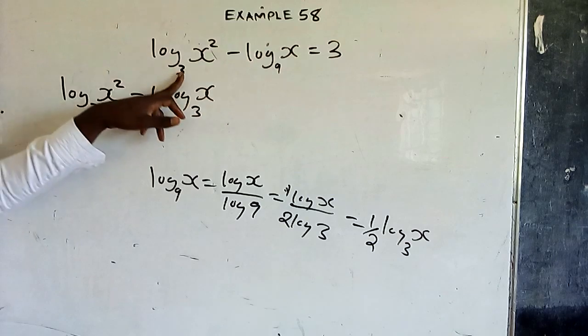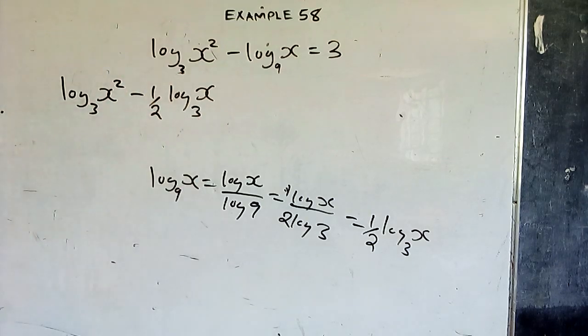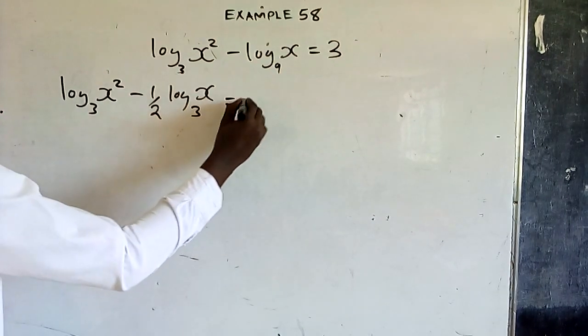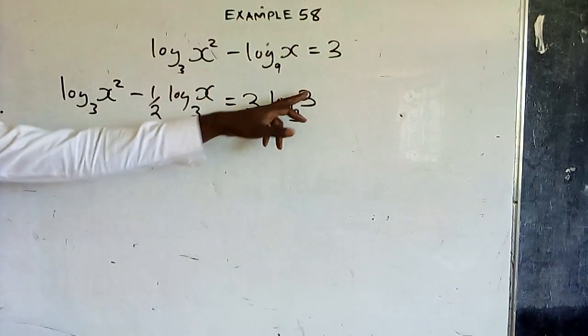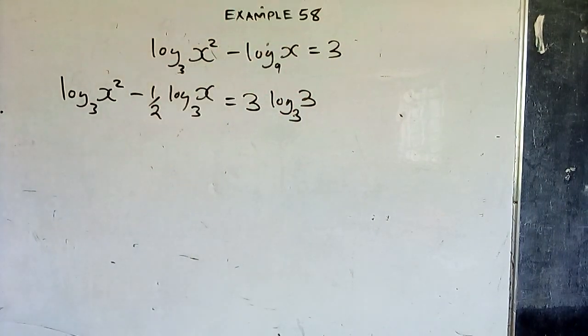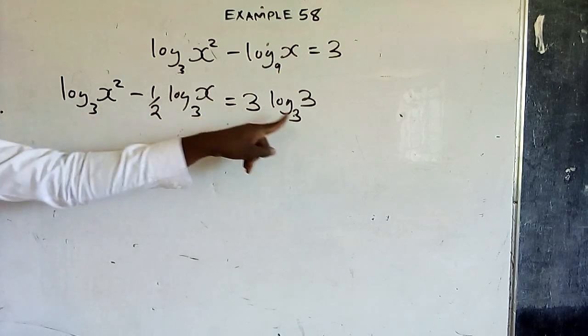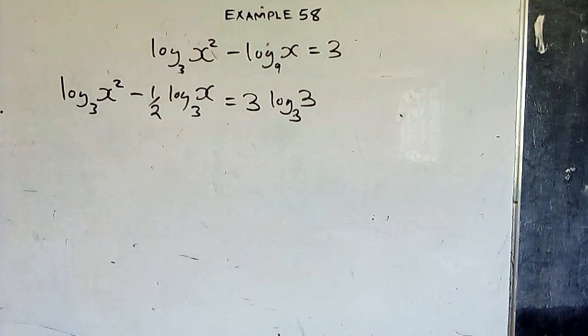So you see we now have the same base 3, base 3. Then we go on the other side of the equation. The other side of the equation is equal to 3, meaning on the other side we introduce log 3 to base 3, because log of a number to the same base is 1. So if you look at this problem, base 3, base 3, base 3. Now we have base 3 throughout in each and every term. So if we have the same base, we can now solve it.